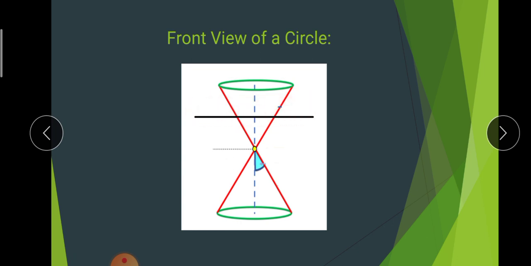May dalawang key points na dapat tayong tandaan sa circle. Number 1, ang circle ay parallel sa bases ng cones. And number 2, ang circle ay perpendicular or normal sa axis of symmetry.